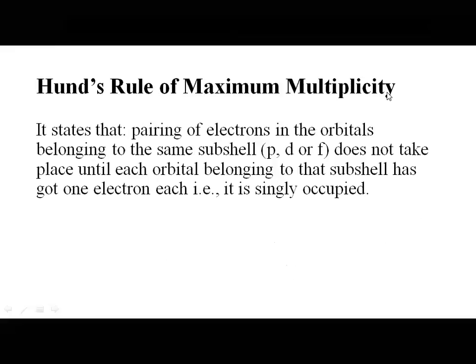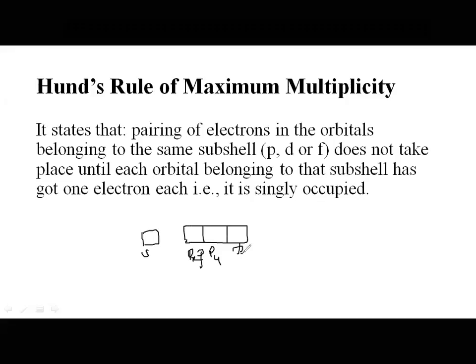Hund's rule of maximum multiplicity: pairing of electrons in the orbitals takes place only when the orbitals are singly occupied. For the s subshell, we have only one orbital, there is only one m value. For the p subshell, there are three m values, so there are three orbitals. You can call them Px, Py, Pz. And for d, there are five: 1, 2, 3, 4, 5.